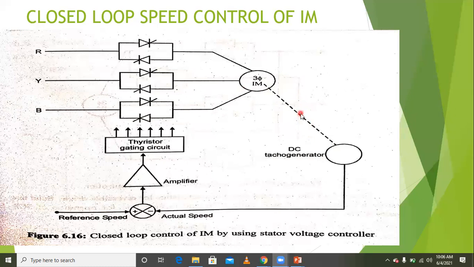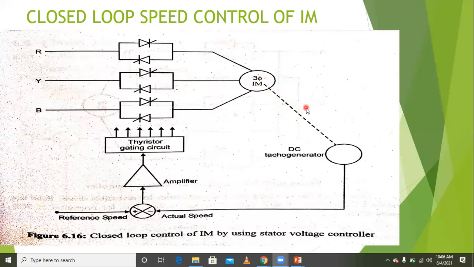Consider here, if the reference speed is greater than the actual speed, the conduction periods of the SCRs are increasing. This increased stator voltage allows the development of increased induction motor torque, and hence the motor speed also increases.